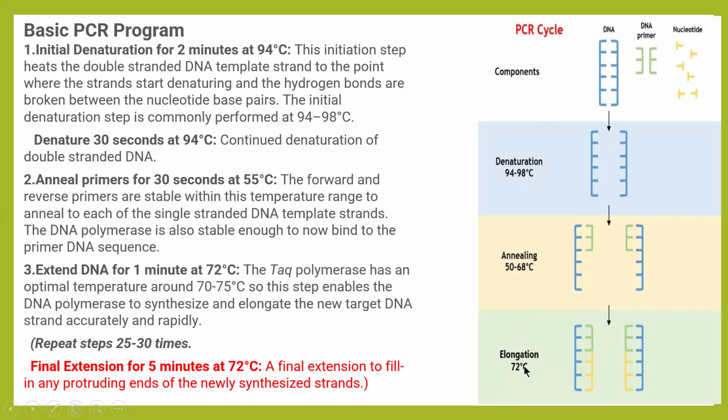And from annealing to elongation, again the temperature is increasing, between 70 to 75 degrees Celsius. So this step enables the DNA polymerase to synthesize and elongate the new target DNA. You can see the new target DNA strand forming accurately and rapidly. Then a final extension for 5 minutes at 72 degrees Celsius. We can repeat this process 25 to 30 times. The final extension fills in any protruding ends of the newly synthesized strands.